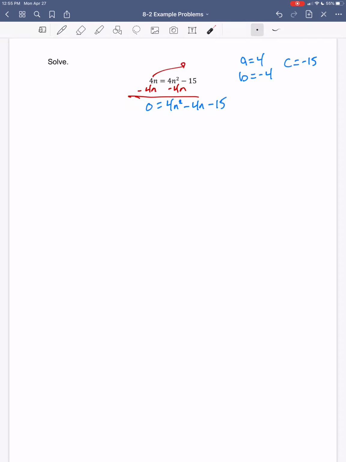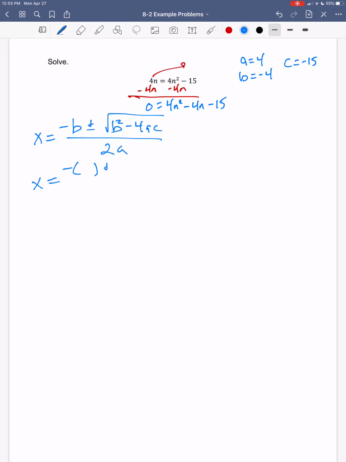Notice the n doesn't become part of any of these a's, b's, or c's, right? The variable does not go in for the coefficients. Now I need to use the quadratic formula. So x equals minus b plus or minus the square root of b squared minus 4ac all over 2a. And I'm going to replace every letter with a set of parentheses. That helps avoid sign errors. B squared minus 4ac all over 2a. And now I just plug in my values.